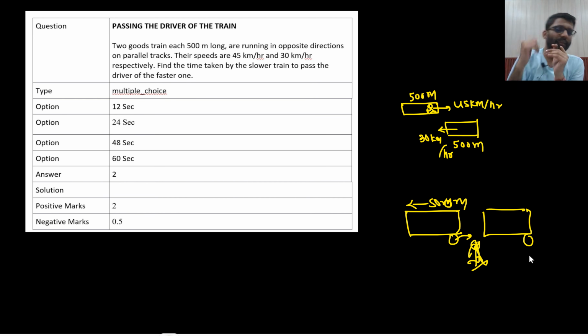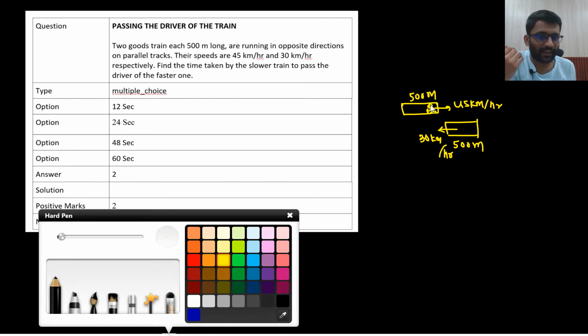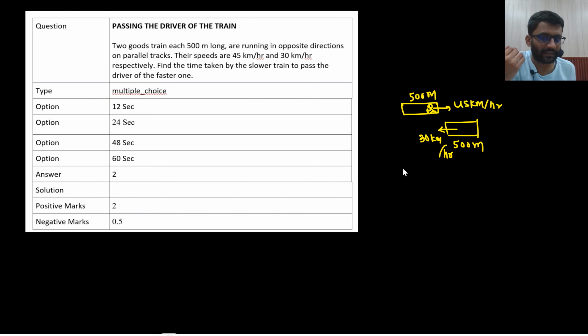That means how much distance should it travel? It should travel the distance equal to its length, right? This is the pole, from here it started and this is the end. That means it has traveled the distance equal to its length. Similarly, here the train needs to pass this driver. That means it should cover the distance equal to its length only. So how much distance does it need to cover? So what will be the time taken?